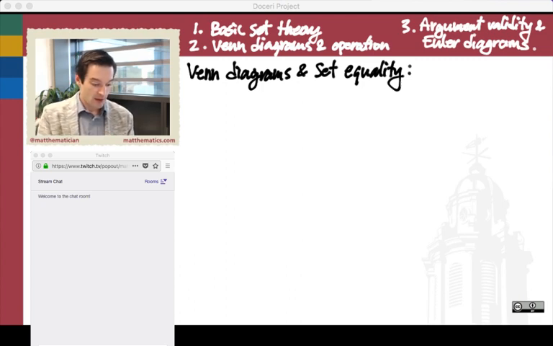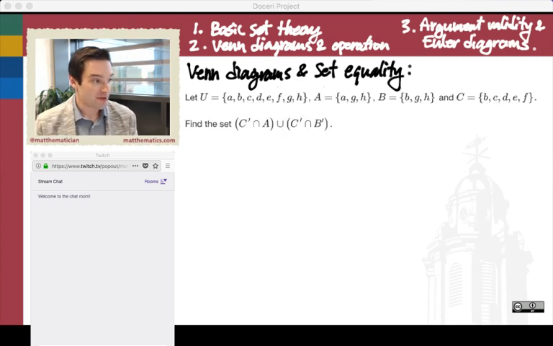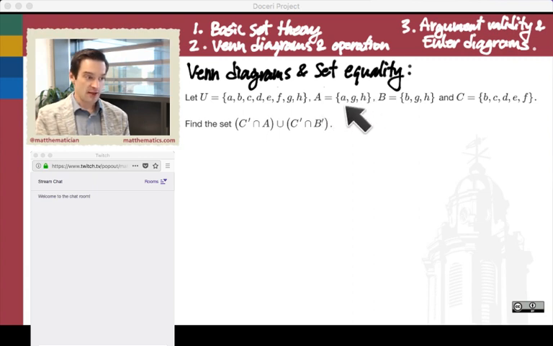So here it comes. We're given a universe, and we're given three subsets inside of that universe. And then we're asked to figure out what are the elements of a particular set that's combined in that universe from some set operations. So here's the problem. We're given a universal set. It contains elements that we call A, B, C, D, E, F, G, and H. And then we're given three subsets: A, G, and H; B, G, and H; and B, C, D, E, and F.